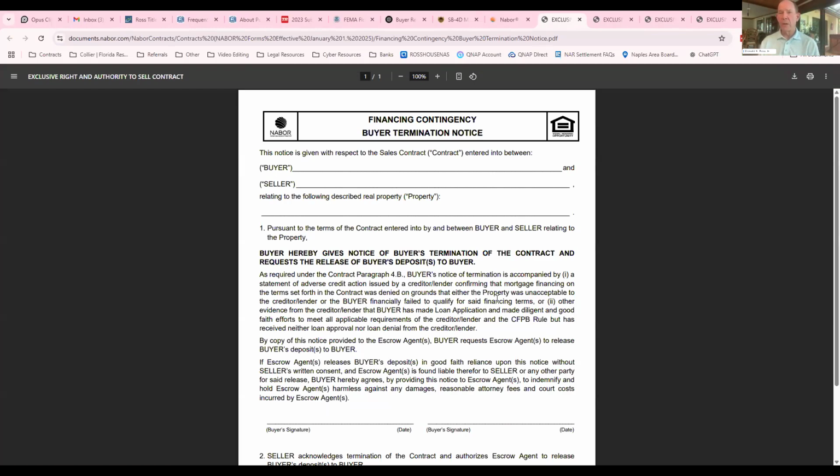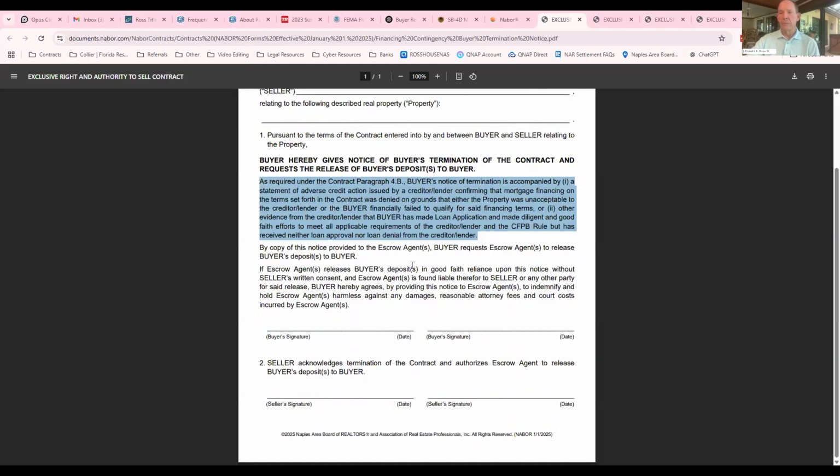The financing one reiterates that you have to provide a statement of adverse credit action, and it has to bring conditions in it, which it does, and it's just restating what's in the sales contract. Again, you could copy this, paste it into an email, and that would be fine too. And then I think this is helpful here. Seller acknowledges termination of the contract deposit and authorizes the escrow agent to release the buyer deposit. So I can see wanting to use this form because then it's one form and it includes the deposit thing. I don't see people use this very often though.